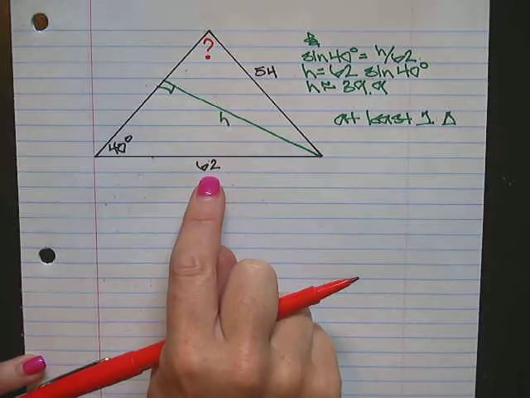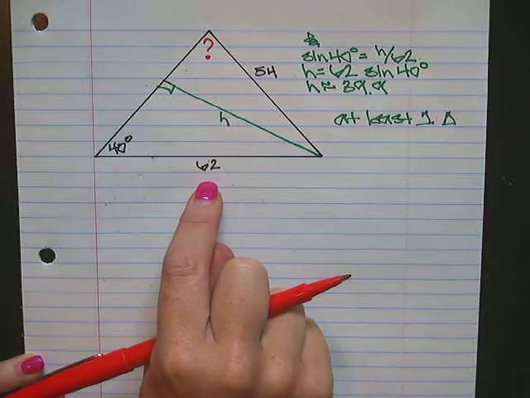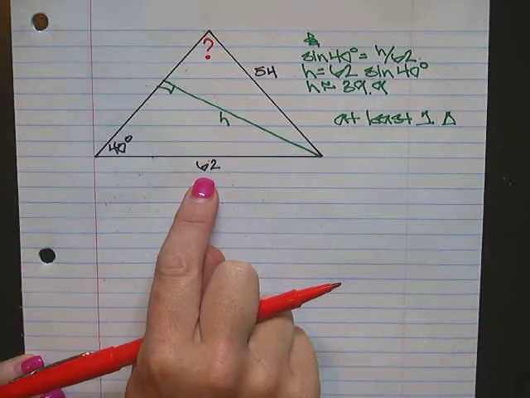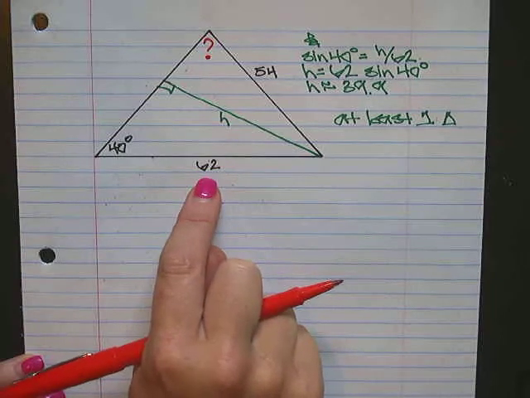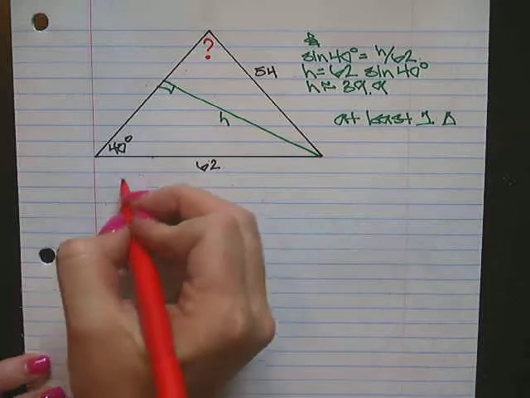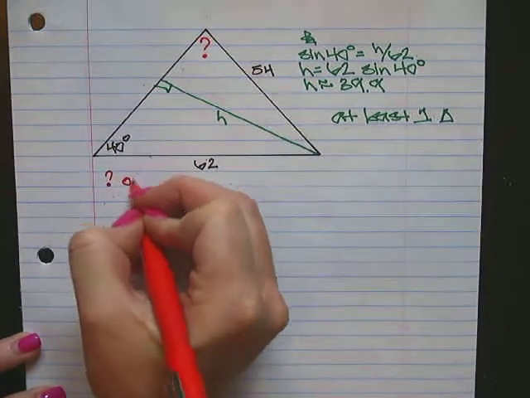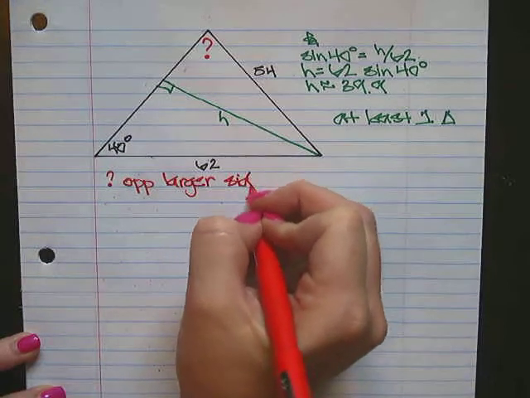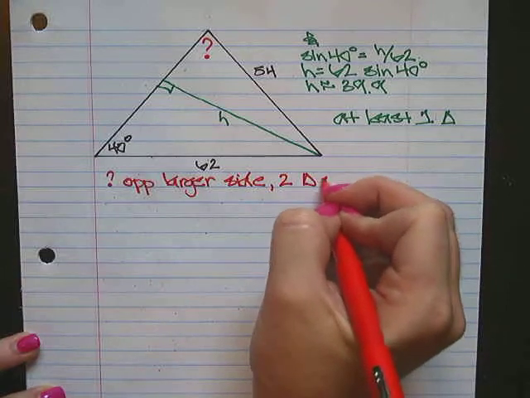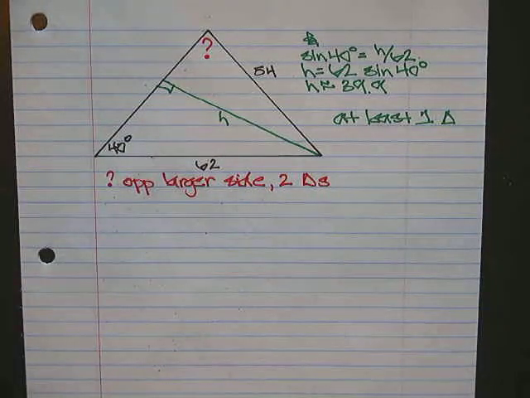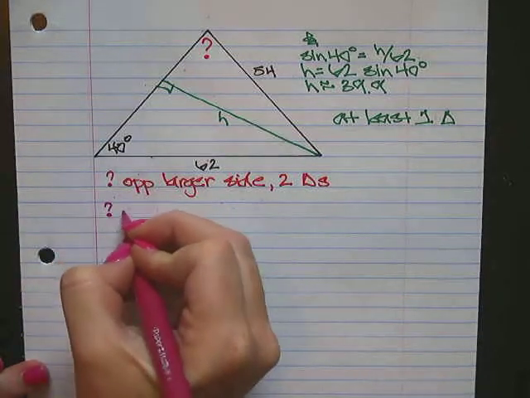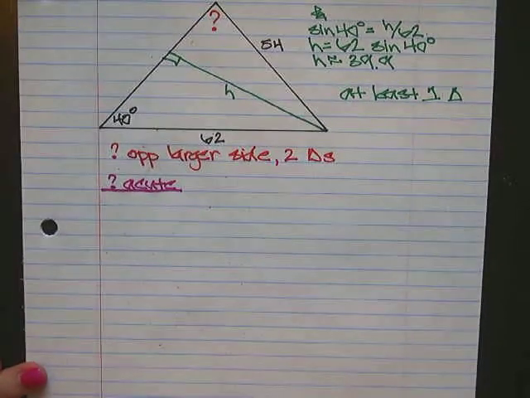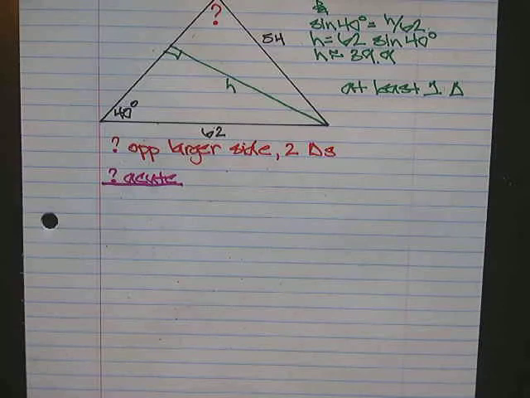Now we need to look at how many there are. To do that, we're going to look at this unknown angle. This unknown angle is opposite the larger of these two sides, which means that there are two triangles possible here: one where this angle is acute and one where this angle is obtuse. Since this is opposite the larger side, there are two triangles.